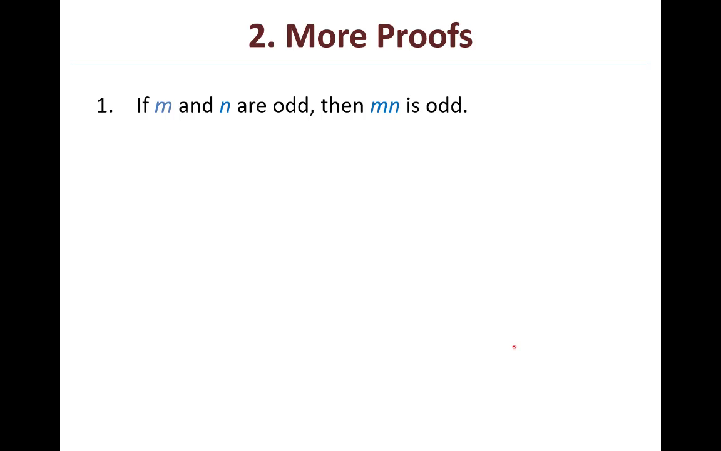Alright, the first claim. If m and n are odd, then m times n is odd. Do you remember how we started the first proof with the word let? What will I want to let this time? Let m and n be odd integers. Now I need 2 variables at the beginning of this process, and they're both odd.